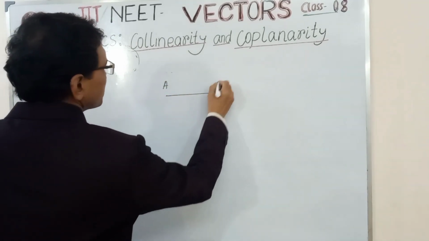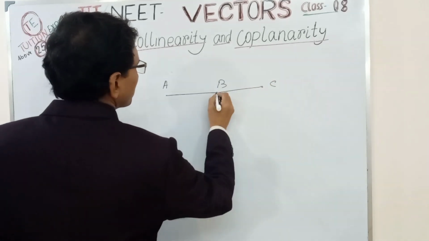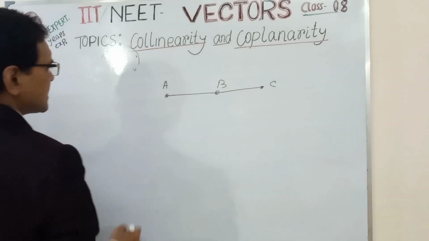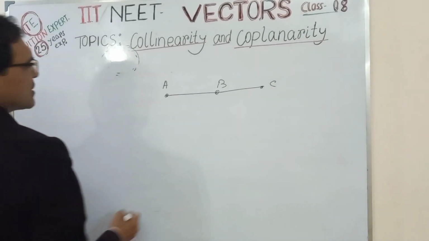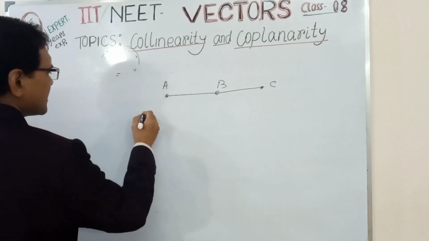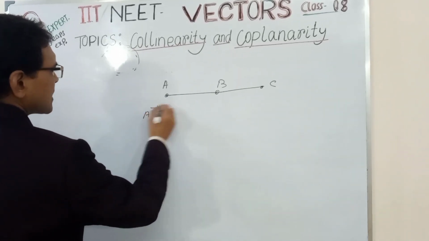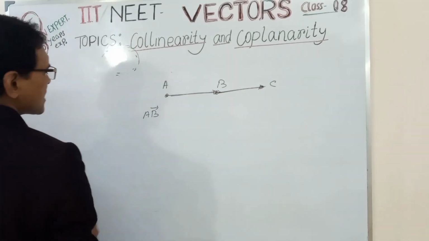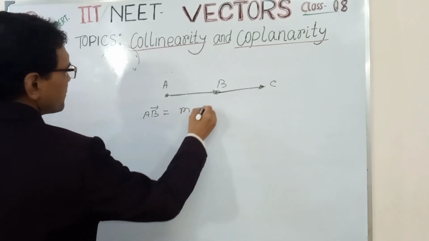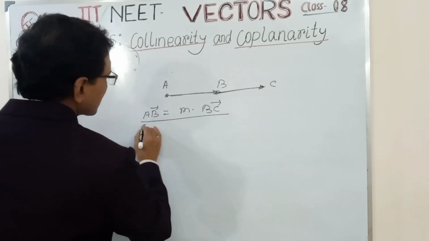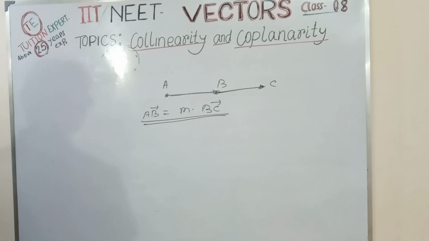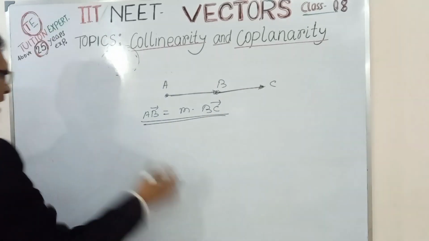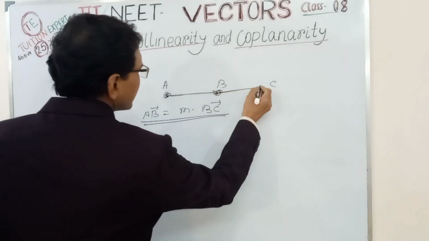Now, are A, B, C collinear? Three points will be collinear if they lie on the same line. Same line means, suppose AB and BC are two vectors. So if AB and BC are along the same line, then AB may be M times BC. So this condition is also satisfied for 3 points to be collinear. They must lie on the same line.